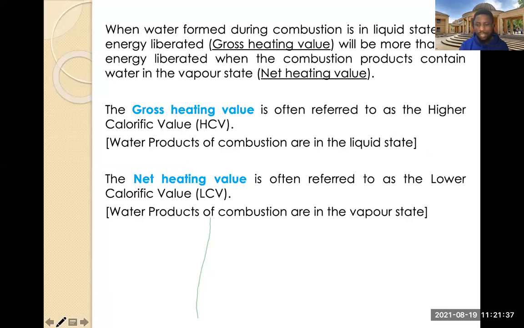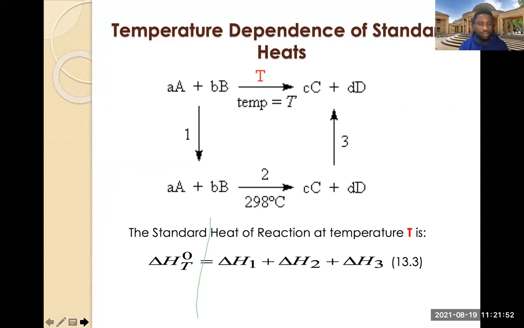So as I've said, more definitions. We've seen calorific value before. We've seen this before, that will be chapter 9, I think. So those are just definitions. Then the temperature dependence of standard heats.